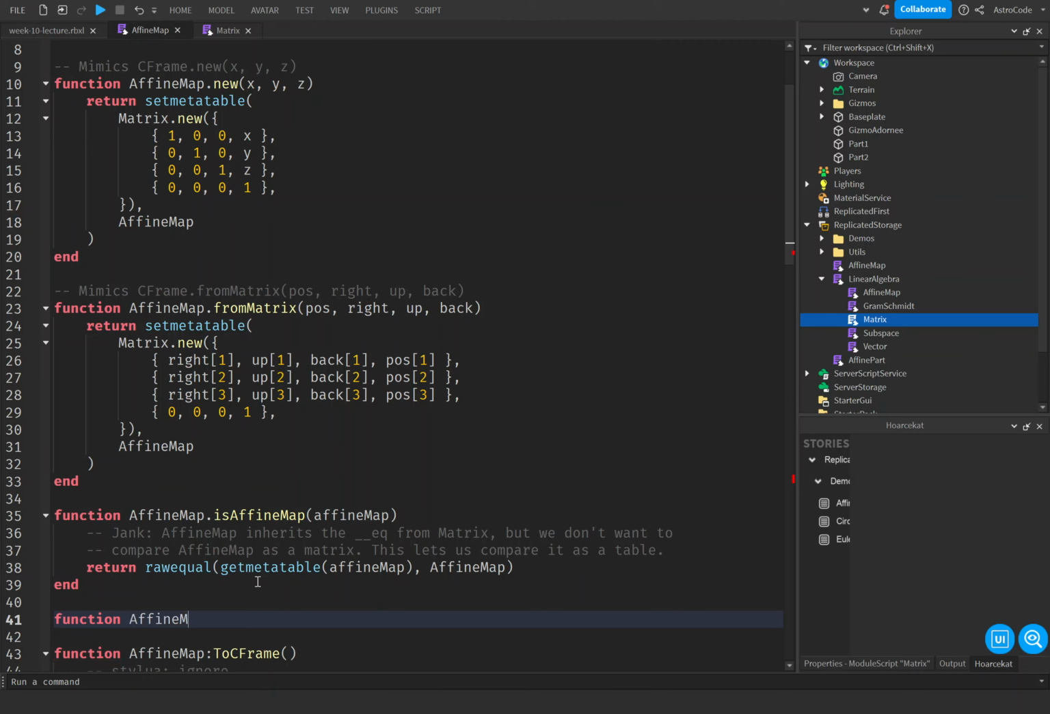So what I'm going to do is just do affine map x. And this is going to return the x coordinate of the translational part. So that's going to be the first row, fourth column.